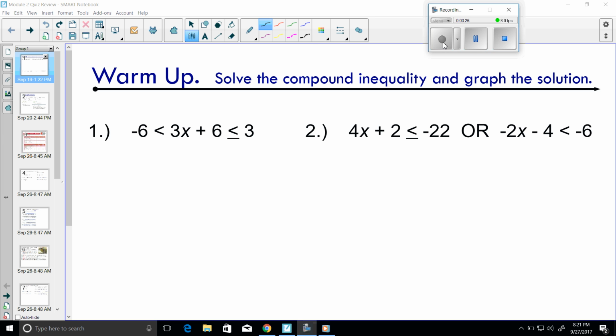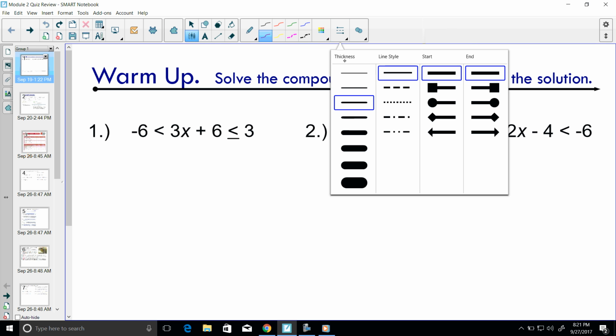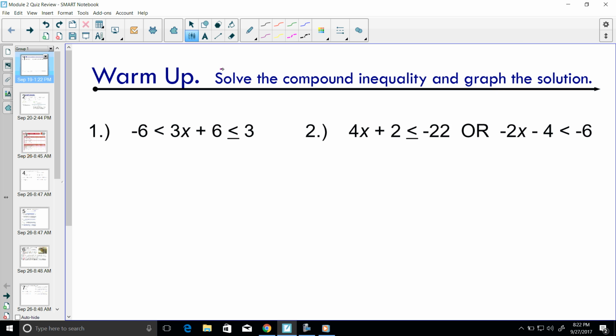So let's get right to it, and let's look at the first warm-up question here. I'm going to get rid of this first. And let's get at it. So the first one is a compound inequality.